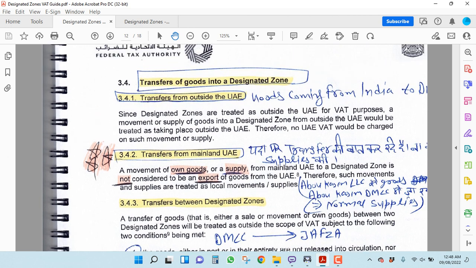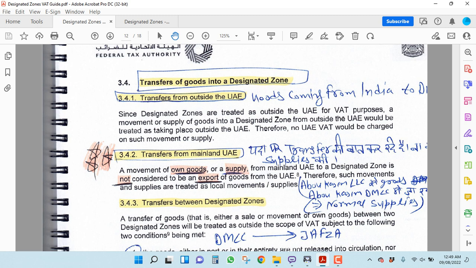Now come to point 3.4, transfer of goods into a DZ. Transfer from outside the UAE, goods coming from India to DZ, DMCC you can say. Since DZ are treated as outside the UAE for VAT purposes, a movement or supply of goods into the DZ from outside the UAE would be treated as taking place outside the UAE. Therefore, no UAE VAT would be charged on such movement or supply. Like goods coming from India to DZ, DMCC, safe zone, okay.